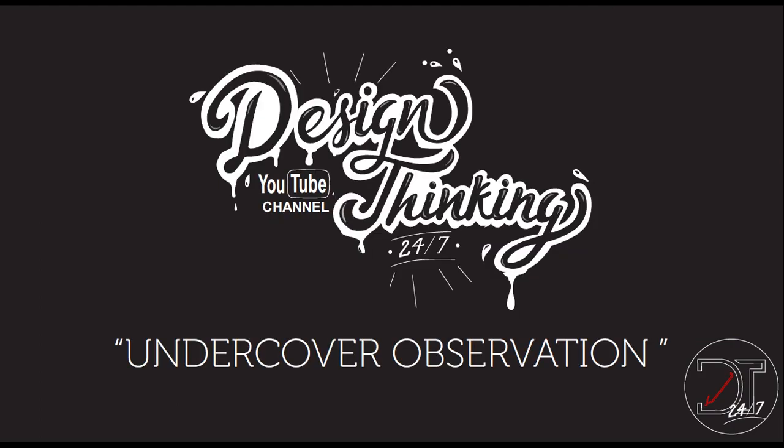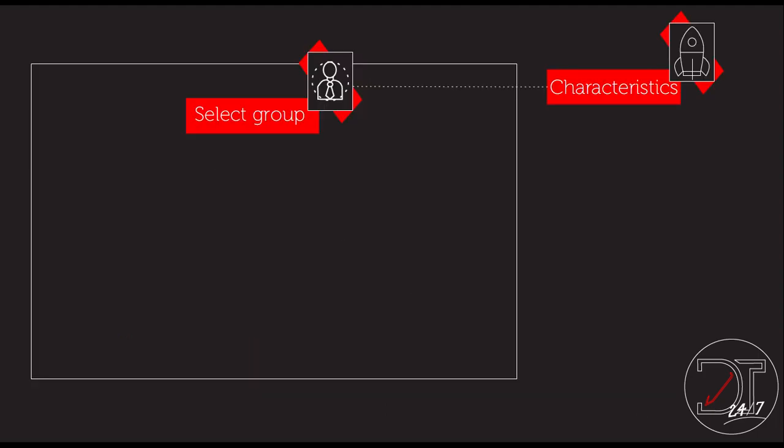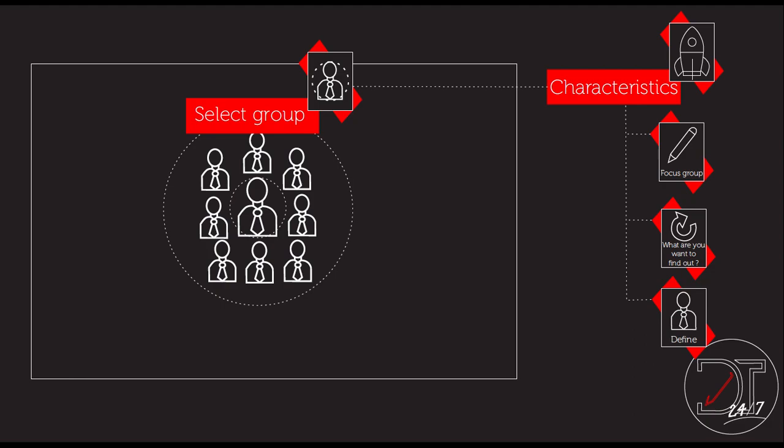Okay, so when you're gonna do your undercover observation, the first thing that you have to do is the selection of the group. I strongly recommend using a focus group to know which kind of people you are going to analyze. Is it gonna be a group with specific characteristics? Is it just gonna be an individual? It's very important to know which kind of people you are going to analyze. Or it can even be a group of animals, depending on the kind of project that you are doing.